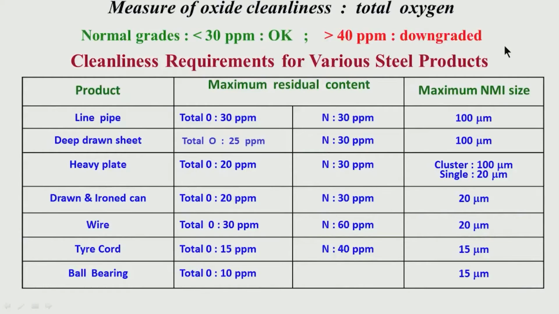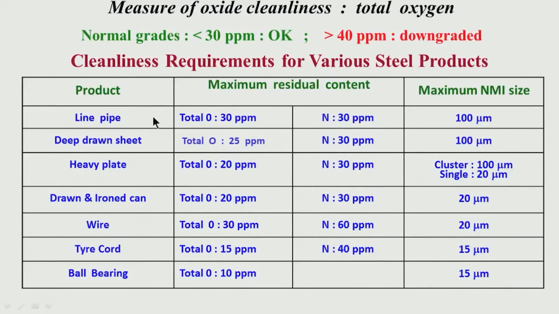Now, let us look into what are the cleanliness requirements of various steel products depending on the applications. So, I have talked about the steel product here, the minimum residual content, that means the elements oxygen, nitrogen, and what is the maximum size of the NMI. Here also we have talked about the maximum level which is tolerable, beyond that it is not tolerable.